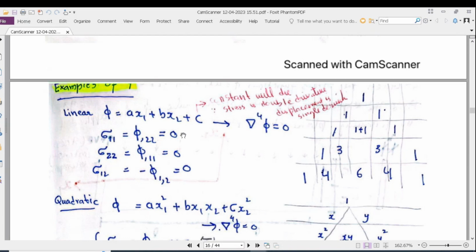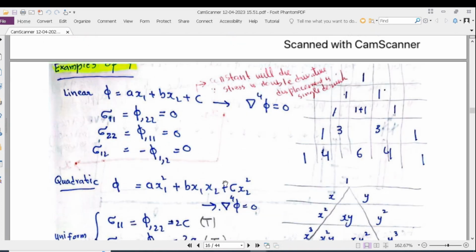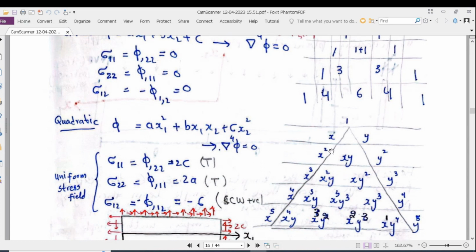Therefore, this function will not be appropriate for analyzing a structure. As we are dealing with a 2D space, therefore we have terms related to both the coordinate system. In the case of polynomial system, we use the so-called Pascal's triangle. So the Pascal triangle is shown over here. The first line shows a polynomial function of first degree. The second line shows polynomial function of a second degree, and so on and so forth.